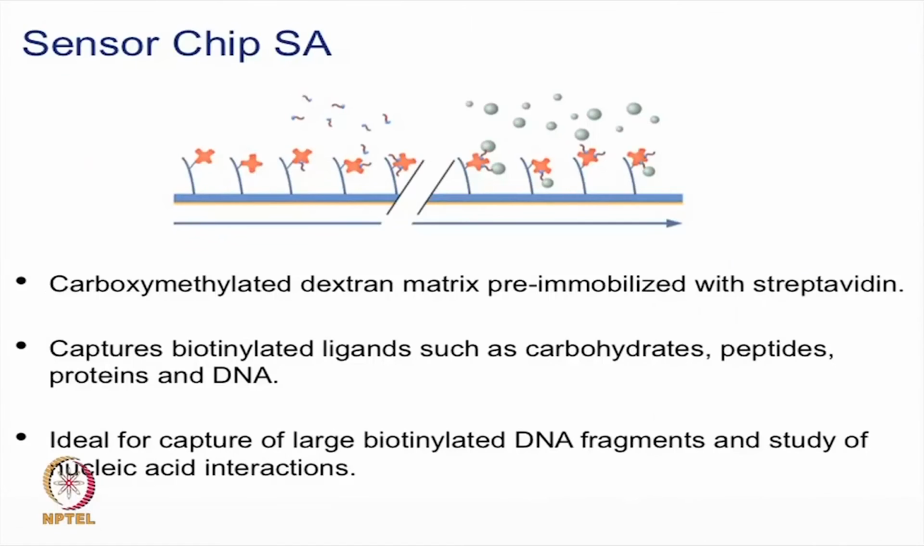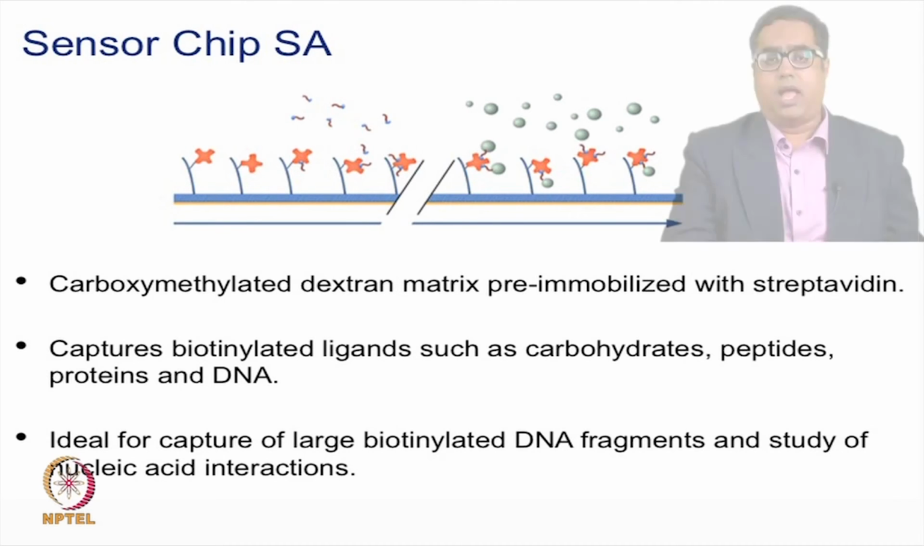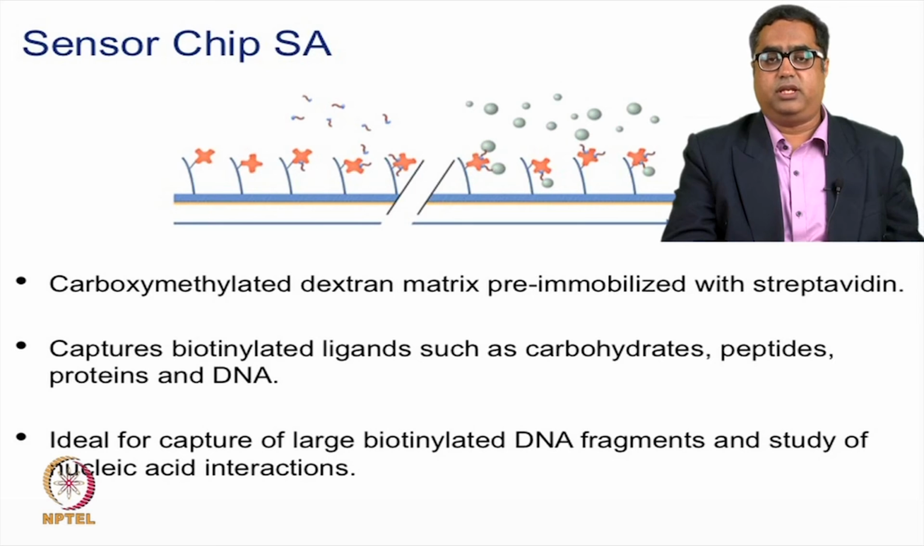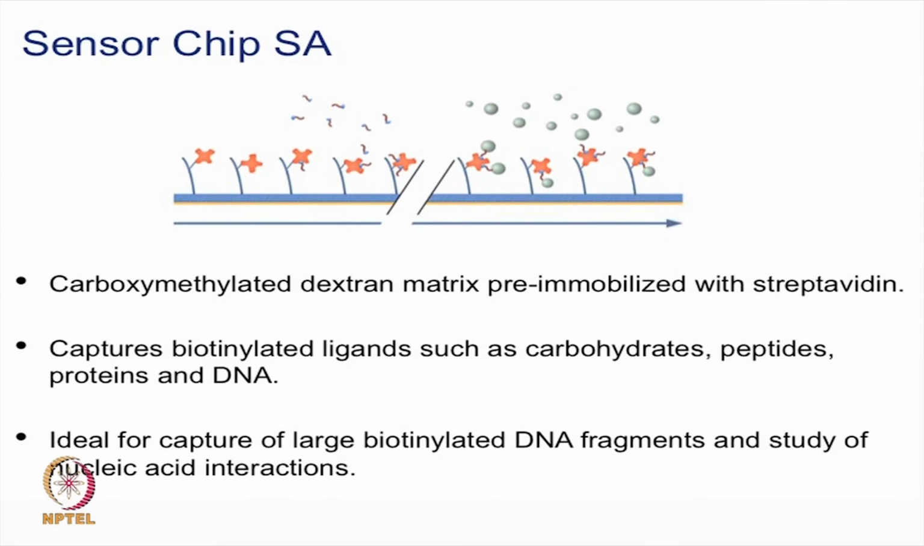So, another variety of chip surface is streptavidin. Here, this is also a CM5 chip, which is pre-immobilized with streptavidin molecules, and these streptavidin molecules have a very high binding affinity to biotin. They bind to biotinylated proteins, peptides, oligos, DNA, and RNA, and will help to immobilize these molecules in any interaction process.